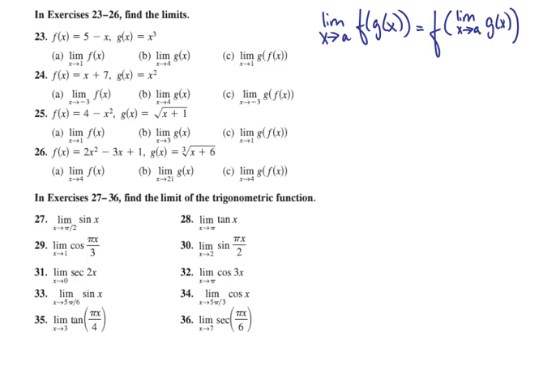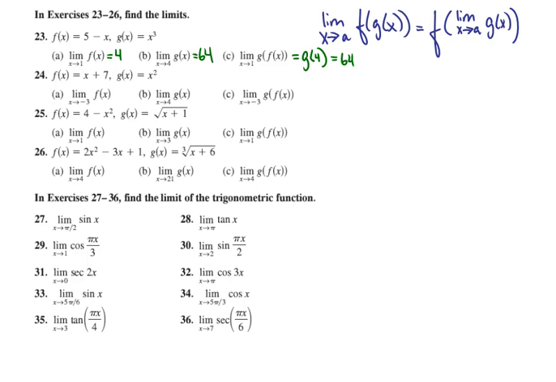So number 23, limit as x approaches 1 of f of x, that's simply 4. Limit as x approaches 4 of g of x, that would be 4 to the third, which is 64. Now the limit of g of f of x, remember we take the limit of the inside, so we want the limit as x approaches 1 of f of x, and that's 4. And then we're just going to take that value and plug it into the outside function, and g of 4 is 64. So they kind of step you through those values there.